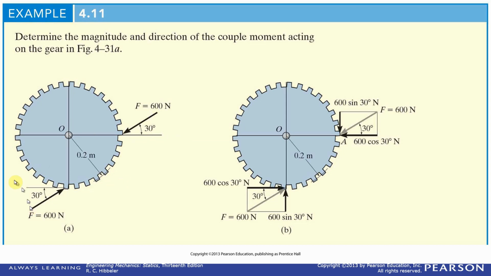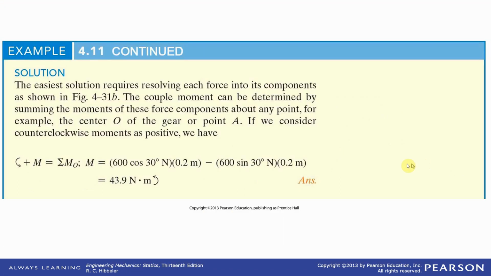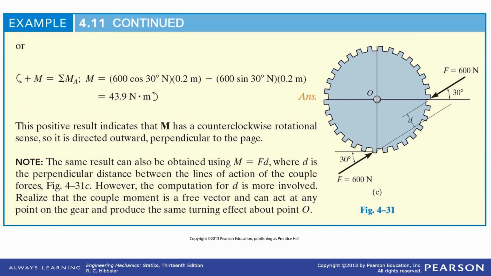600 cosine 30 in one direction, 600 cosine 30 in the other direction. So it's 600 cosine 30 times 0.2 in the counterclockwise, 600 sine 30 times the same 0.2, the radius, the distance is 0.2 both times. So you just add this up. Takes a calculator. I mean, sine 30 is easy, but cosine 30 isn't. You have to grab a calculator for that. So it'll give us a moment of 43.9 Newton meters in the clockwise direction.